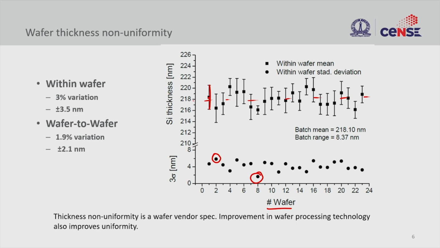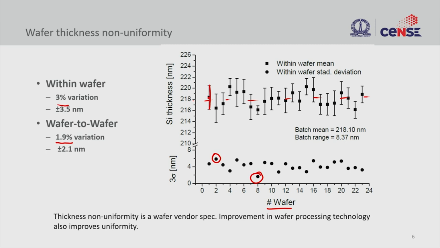So for instance, within a wafer you could have 3% variation in thickness, and wafer to wafer can be better, it can be 1.9% variation, right? So one needs to be aware of this variability. If you are going to process a large number of samples, between the samples am I having uniform thickness, uniform coating? This dictates your end result.